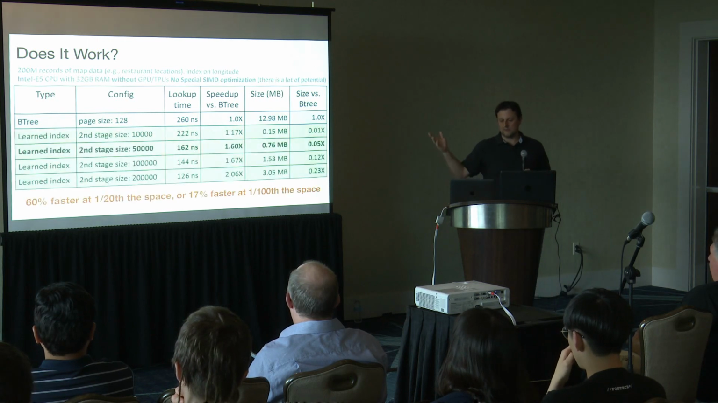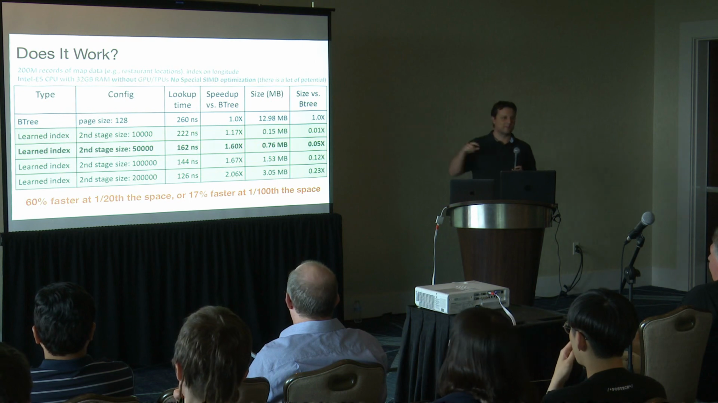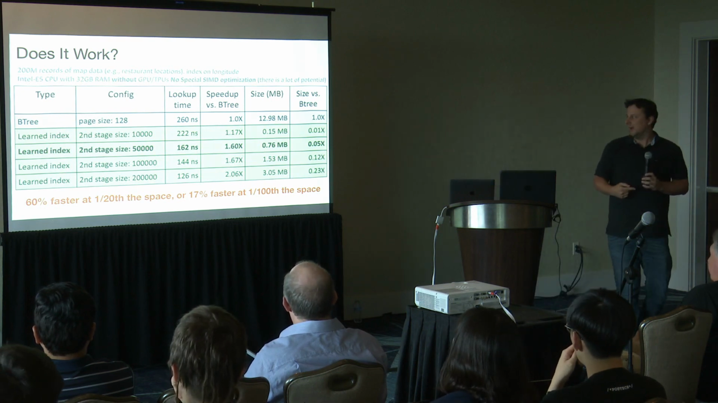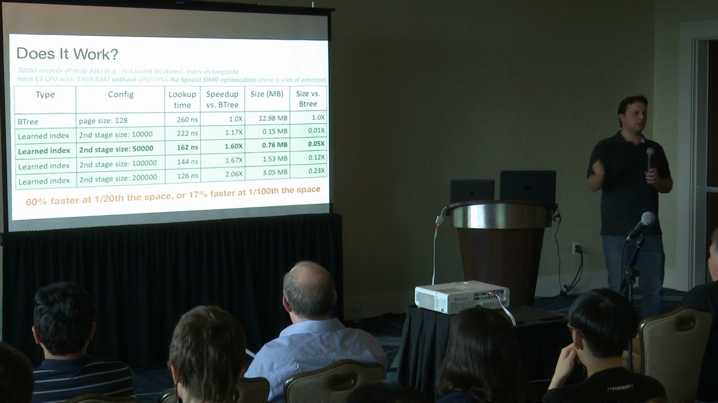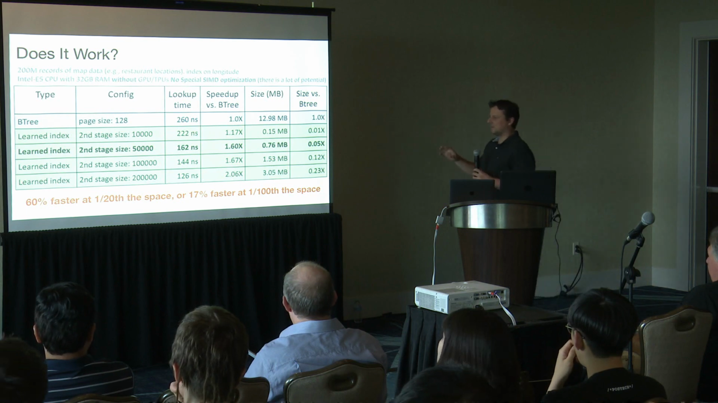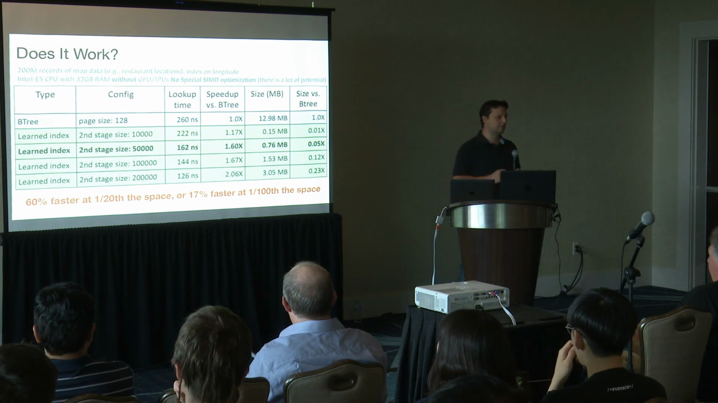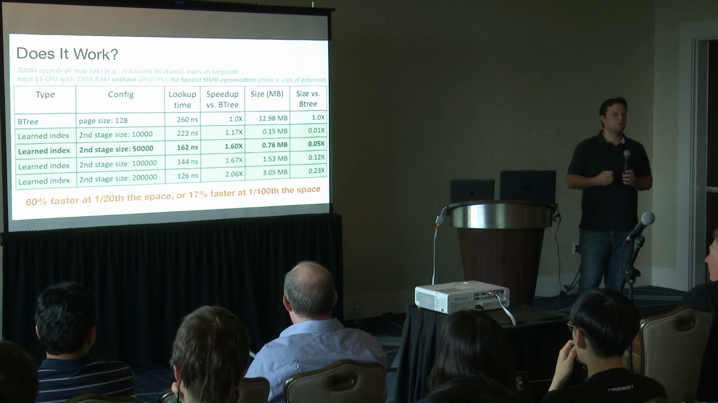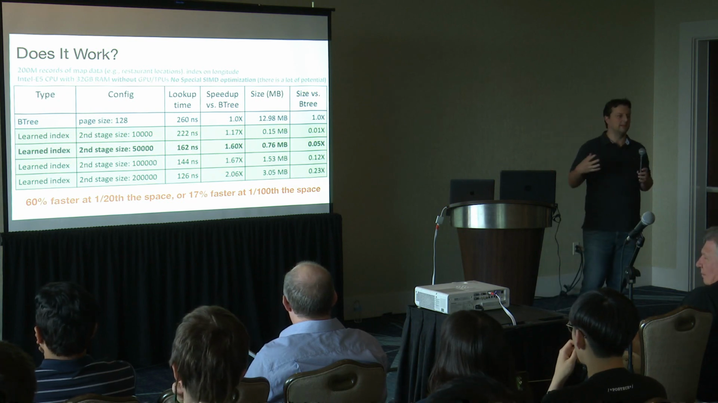As a comparison, learned indexes for different sizes of the second stage, meaning how many models we used in the second stage, give you different trade-offs between lookup time and space. And what we can see is that we can get 60% faster at a fifth of the space, or we could get 70% faster and save 2 orders of magnitude in index size.